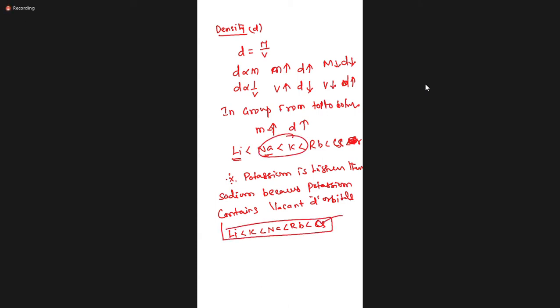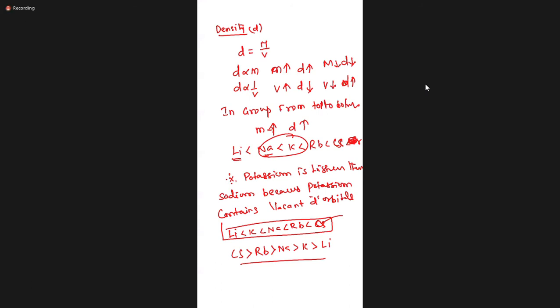The previous one is not the correct order. So they are telling that potassium is lighter than sodium. Potassium has less density than sodium. Clear or not? Any doubts? Please tell me. Or we can say cesium is greater than rubidium, is greater than sodium, is greater than potassium, is greater than lithium. This is the density order.